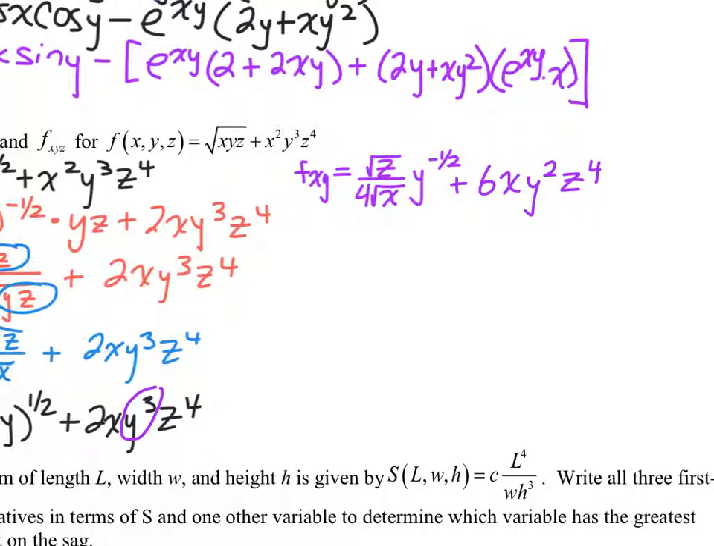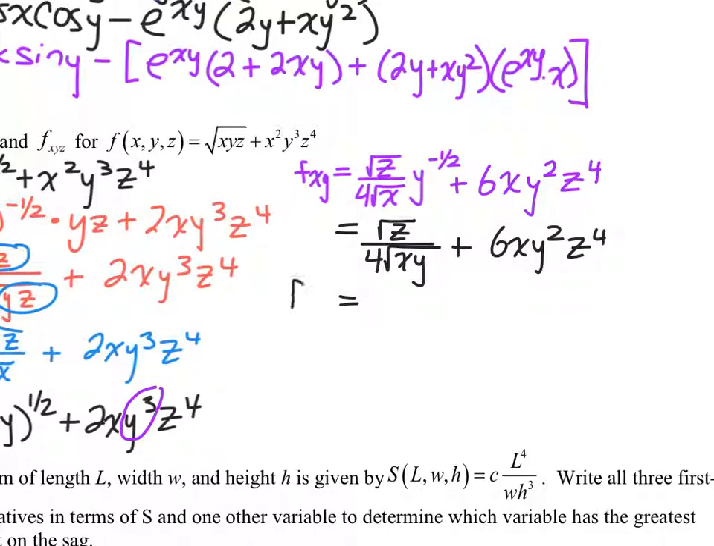All right. So then we can clean it up a little bit again. Again, it's worth your time to do that. We have root z over 4 root xy plus all that other stuff. Now we're going to pull the z out. That z I can think of as z to the 1/2, and everything else is a coefficient. So I'm looking at 1 over 4 root xy z to the 1/2 plus all that other stuff.